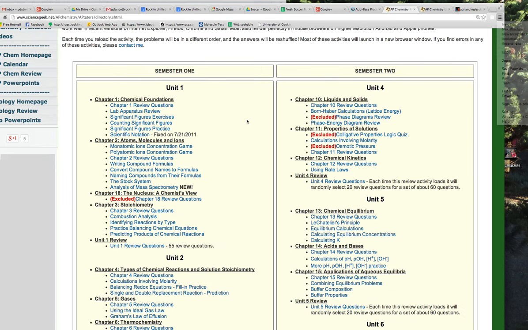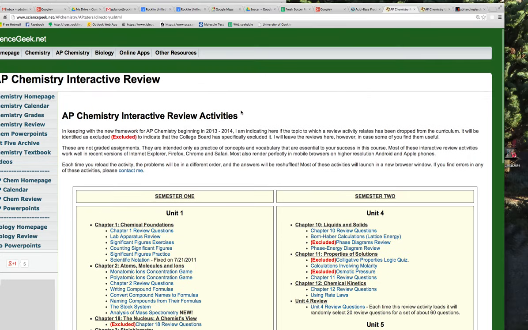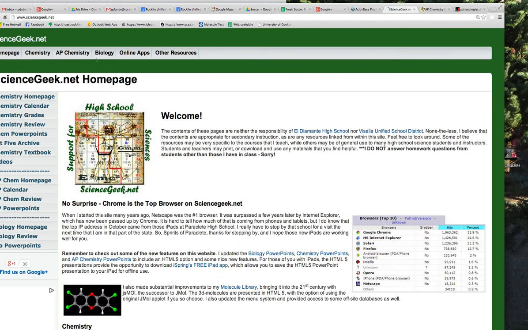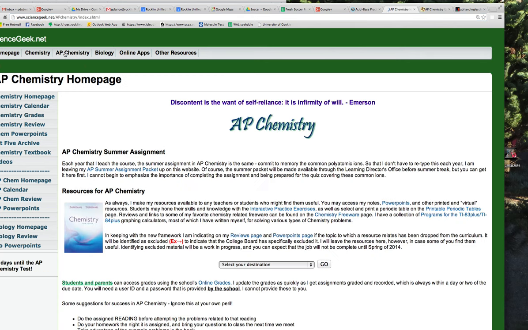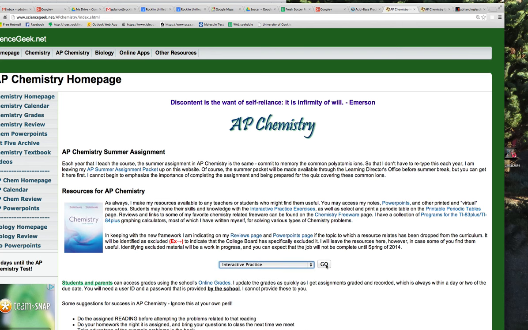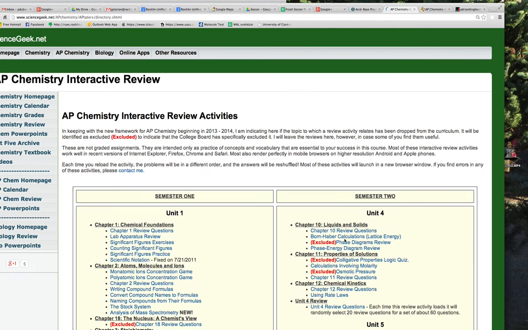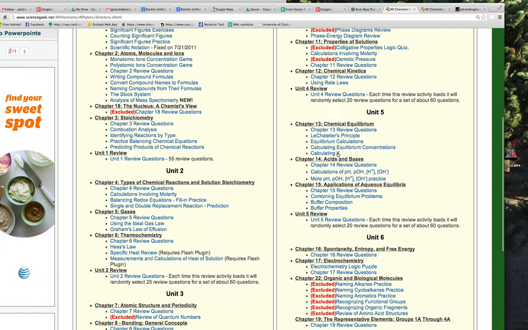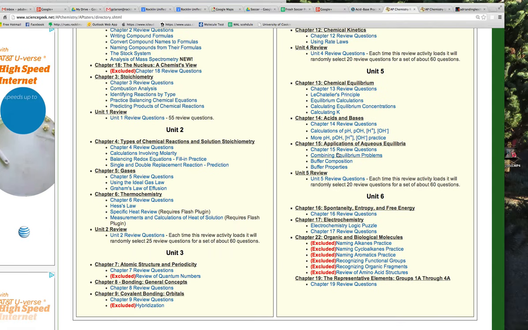Okay, so this is the sciencegeek.net website. If you type in sciencegeek.net up here in the left-hand corner, it takes you to the homepage. You click on AP Chemistry, and then it says select your destination, and you can select Interactive Practice and click on Go.